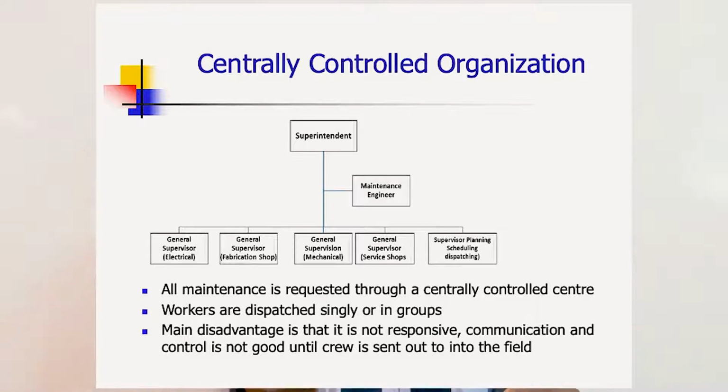From these different locations, they report to him. And whatever is planned at the national level is stepped down into all these other areas. The next maintenance organization we want to look at is the centrally controlled location. All maintenance is requested through a centrally controlled center.